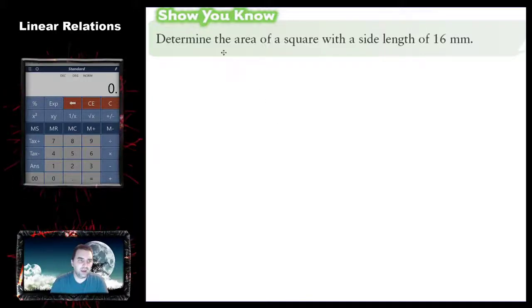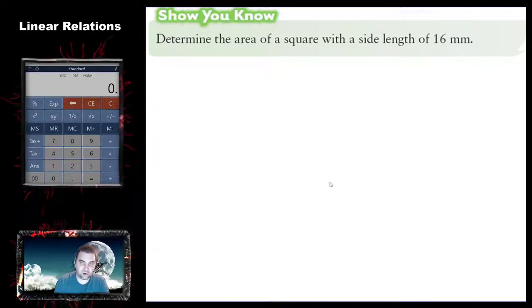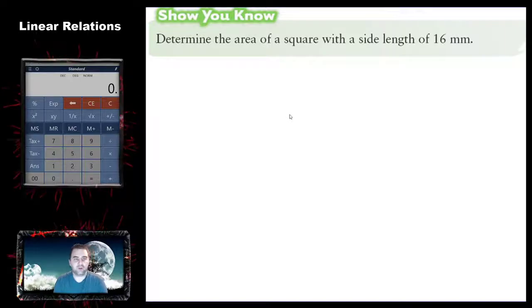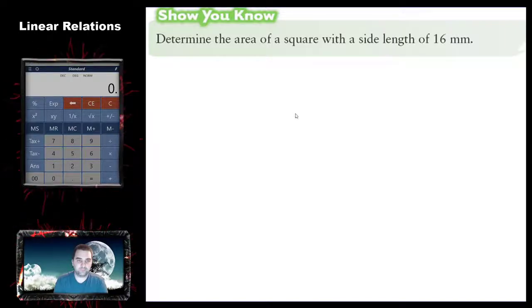So let's just jump right in with a show you know. I want you to determine the area of a square that has a side length of 16 millimeters. So remember, we have a square, and the area inside of that square is unknown, but we do know that the side length is 16. So if one side of a square is 16, all sides of a square are 16. So determine the area of that interior part. Pause the video. Shouldn't take you very long, but pause the video and get that answer.